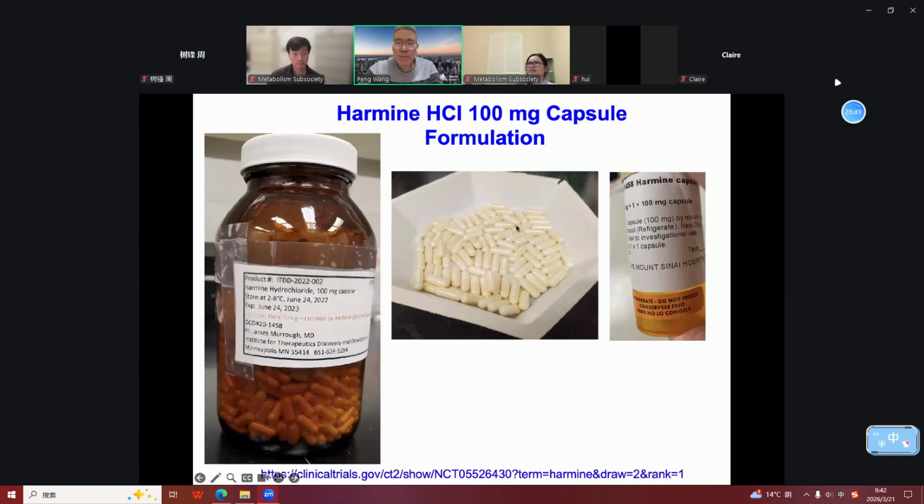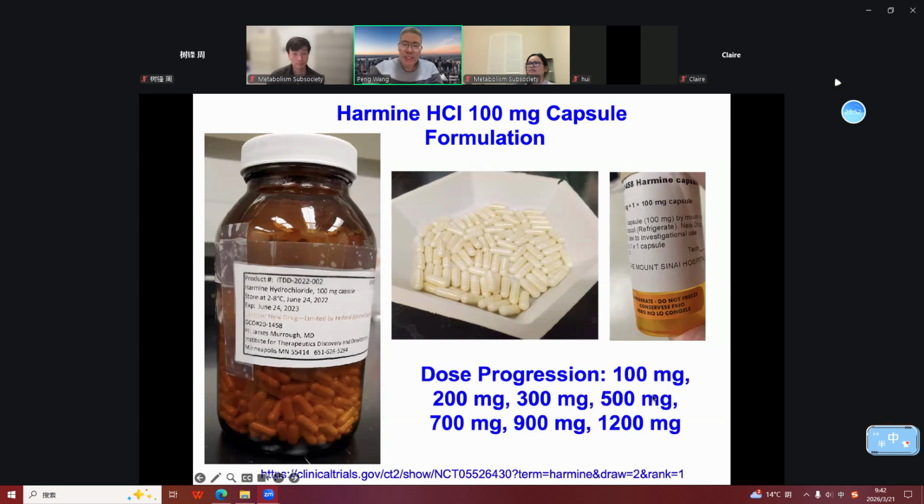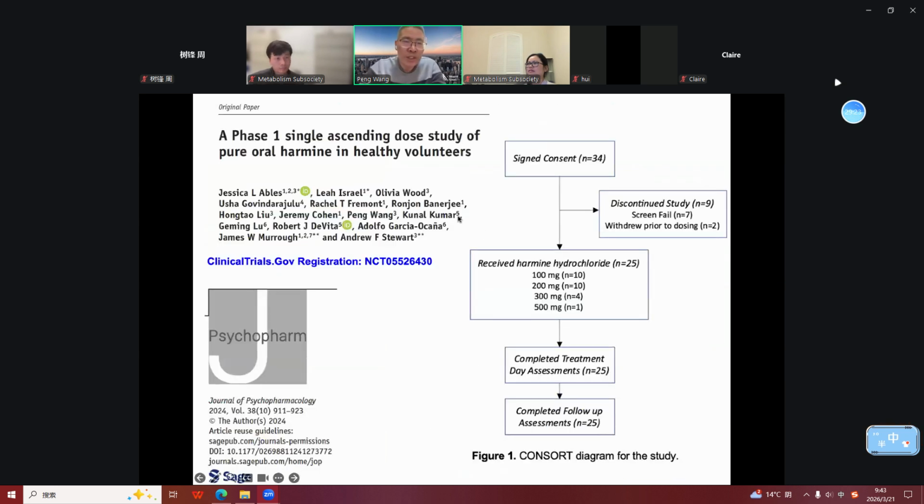It's a 100 milligram capsule, and we designed this clinical trial as dose escalation, which means you give the participants from low to high dose until they cannot tolerate it. Then you can stop at the highest dose. We designed from 100 up to a highest possible 1200, but one patient still had some side effect at 500 milligrams. So we stopped at 500. We have already finished this phase 1 clinical trial.